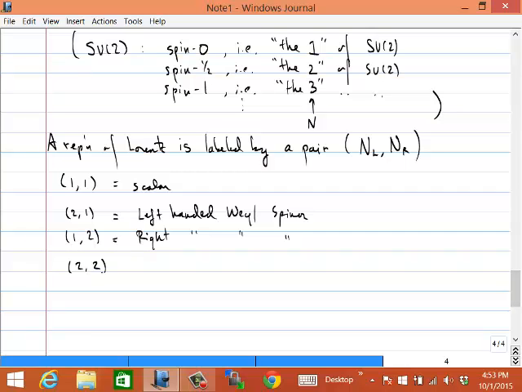The next thing that you could consider would be a (2,2) representation. So this would be a 4-dimensional representation, because 2 times 2 is 4. And does anyone have any idea what this representation might be? It's a 4-vector. It's actually a little non-trivial to show that.